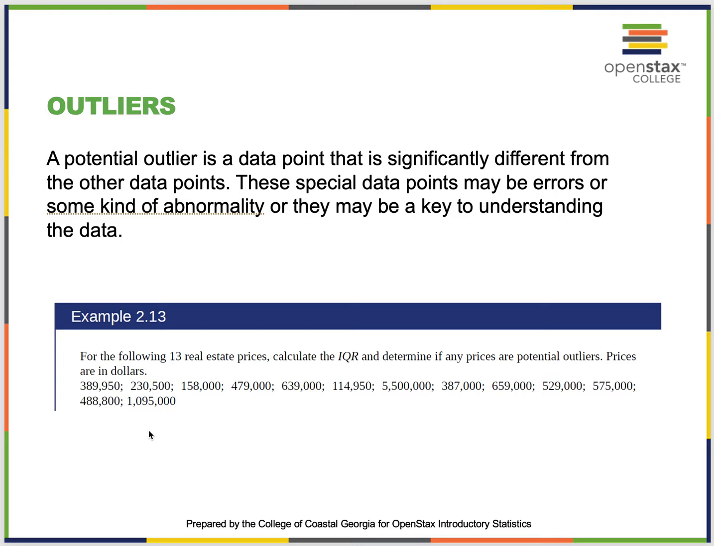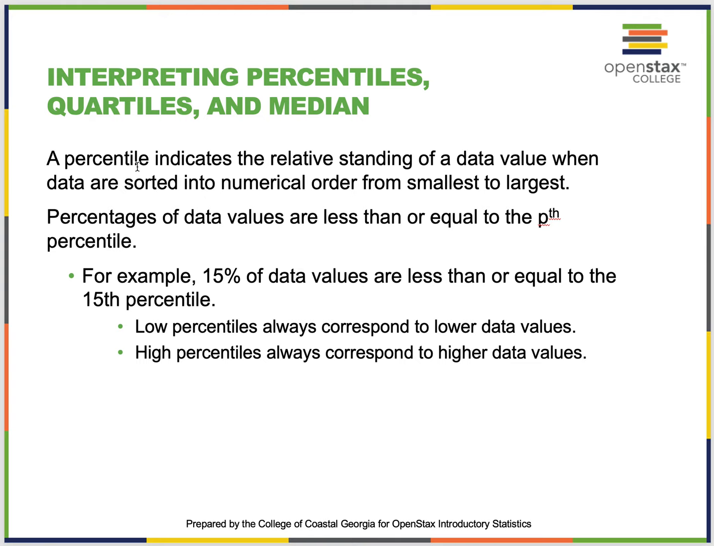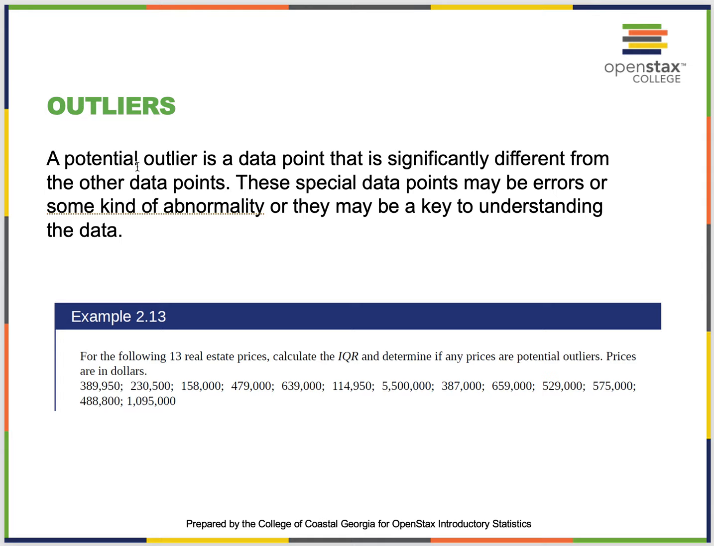And notice I use the word potential. You have to then decide if it's an outlier or not. What makes it an outlier? Did I enter the number wrong? If I entered it wrong, it could be a data point that I don't want to use. Or if it's a valid point in the data, should I include it in this sample or not? Do I want to skew my other sample or not?